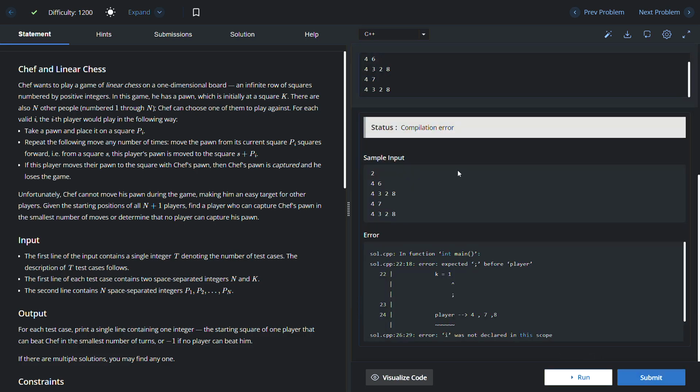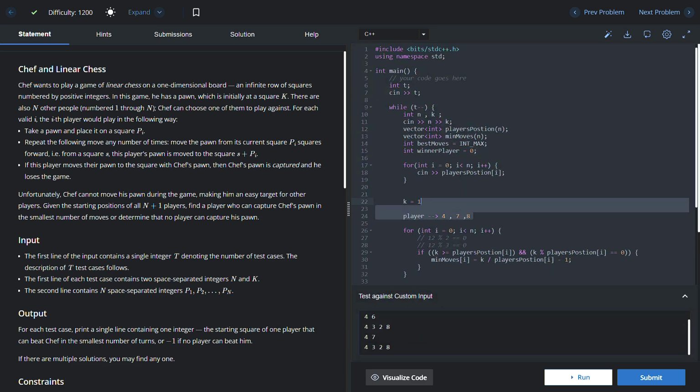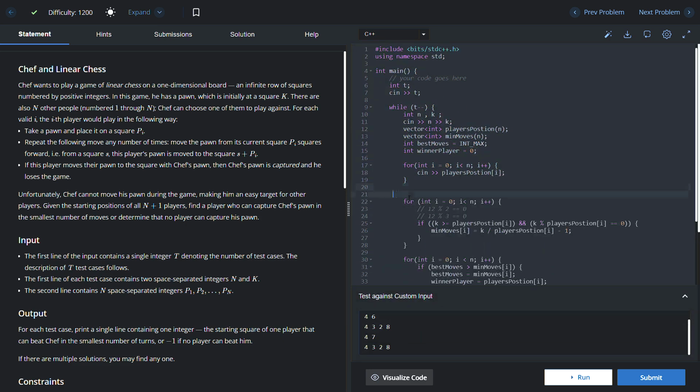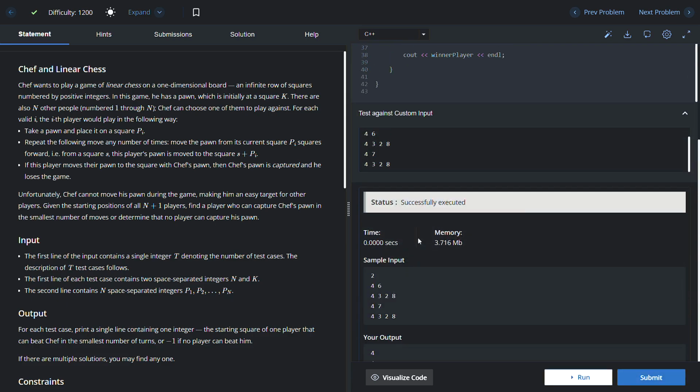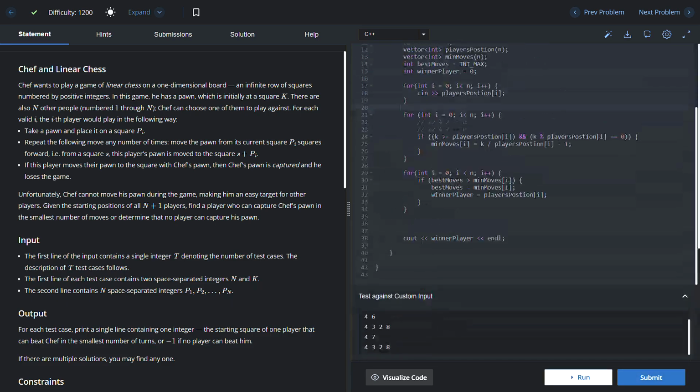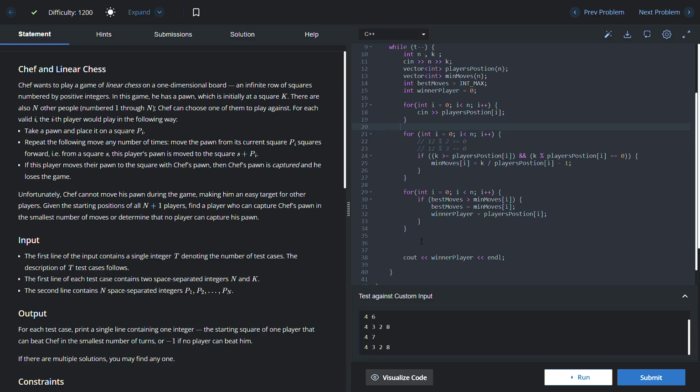What they will do. K player. Okay, okay. My mistake, my mistake. This is our language, this is not C++. Output will be 4 and 4. Min moves.